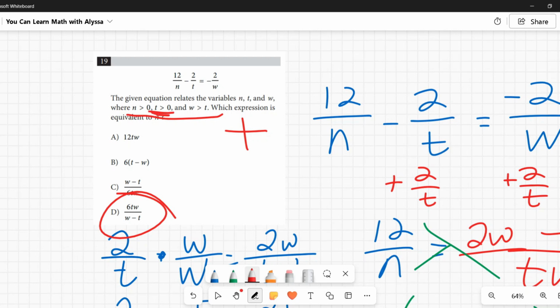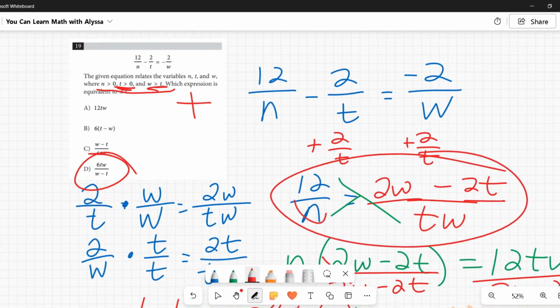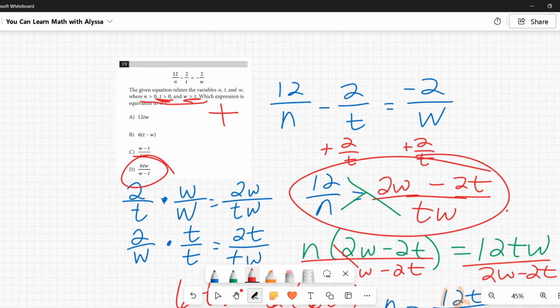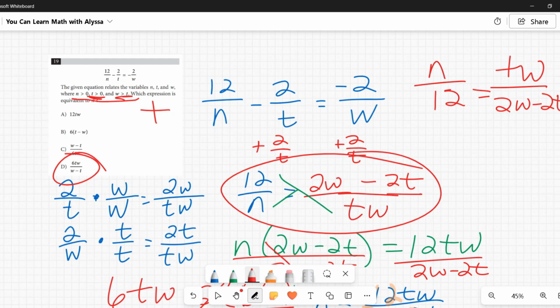Because if t is greater than 0, it's positive. And if w is then in turn greater than t, it must also be positive. So when you get to a certain point, like if you get to this point here, you can flip them, which I'm pretty sure is what the College Board did in the answer key for this. Because none of them are equal to 0. They're all positive. So then you can flip them and say that n over 12 is equal to tw over tw minus 2t.